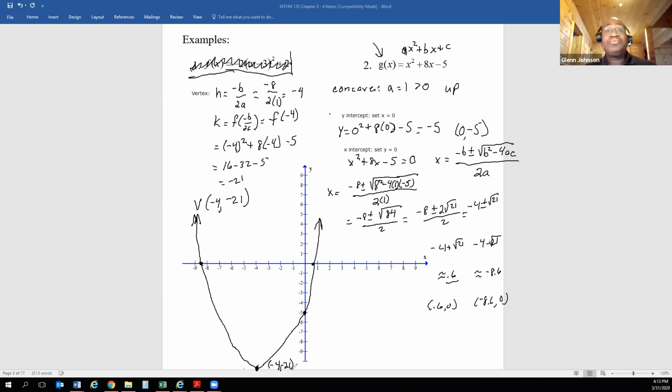All right, these were some examples of how we can reasonably quickly sketch graphs of quadratic functions. And so the main thing is finding the vertex, knowing the concavity, the direction the parabola is going to go in, and then finding the intercepts. Once you have that, you can draw a pretty good graph for the quadratic function.